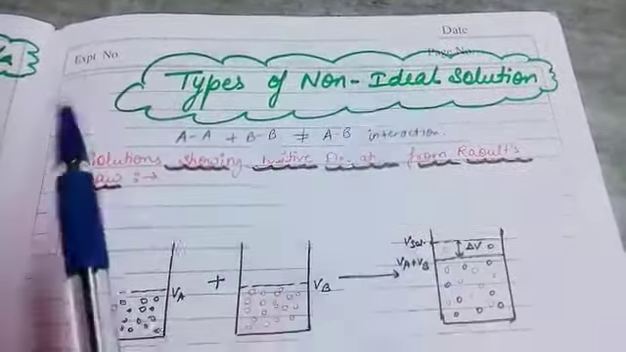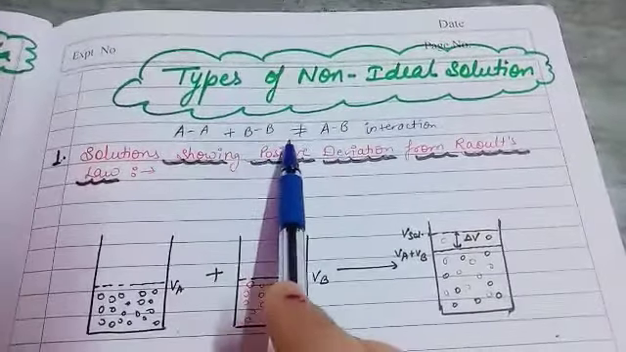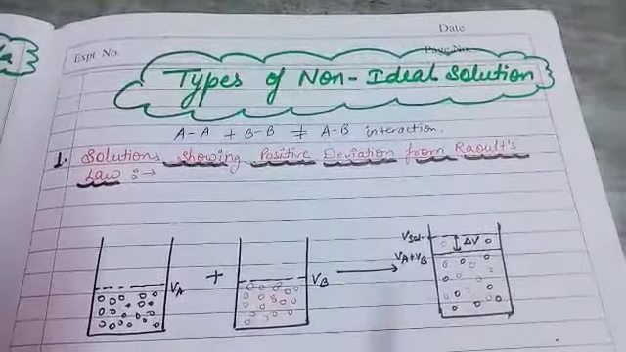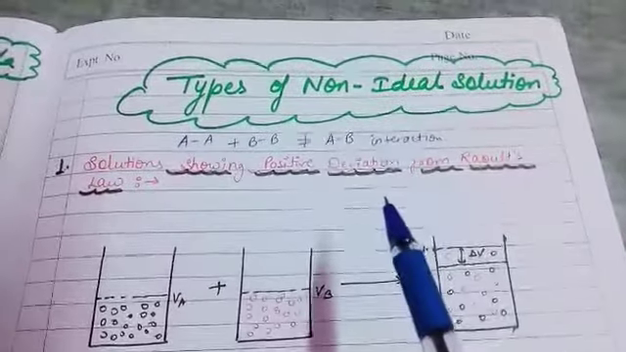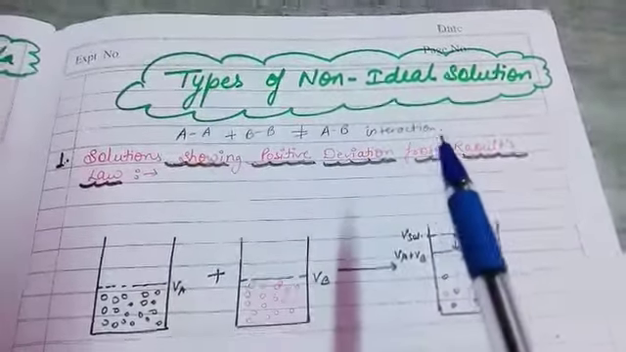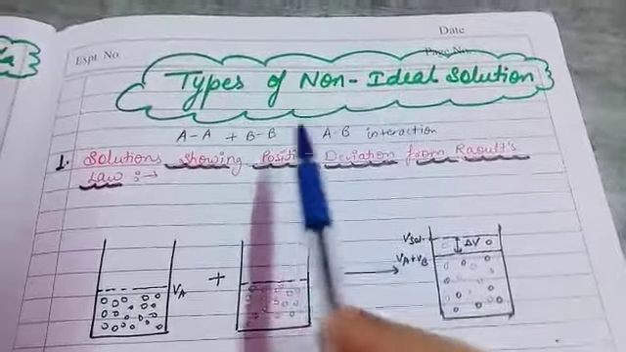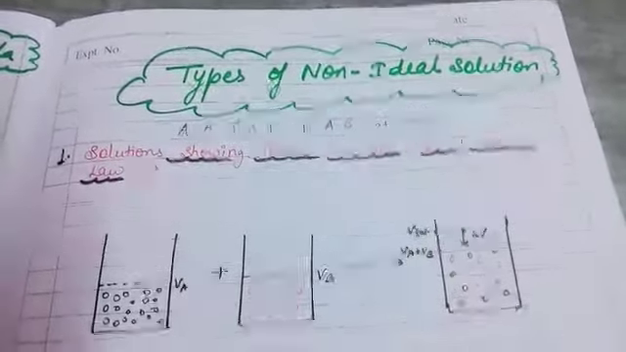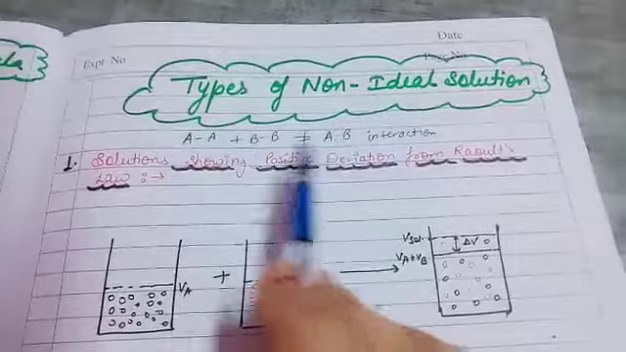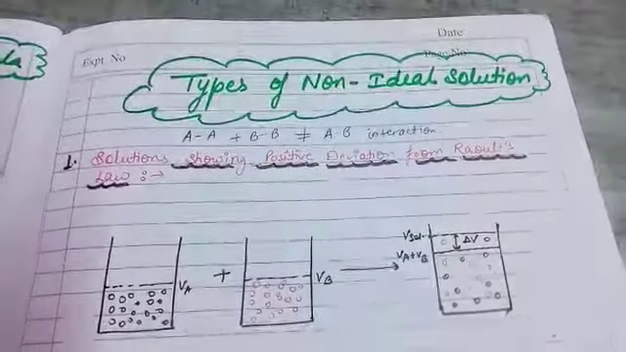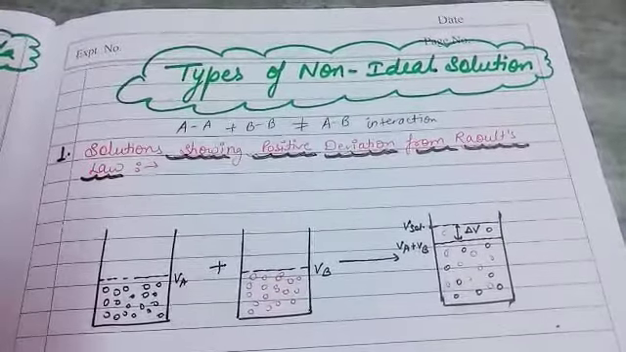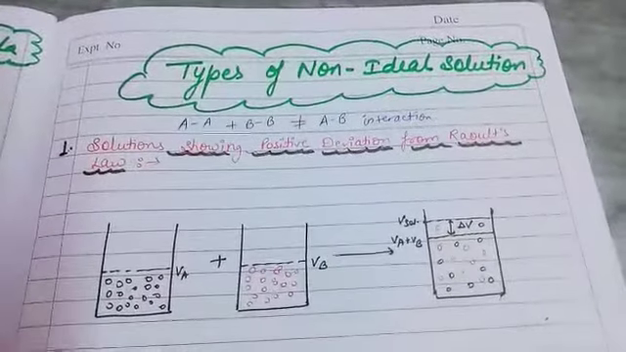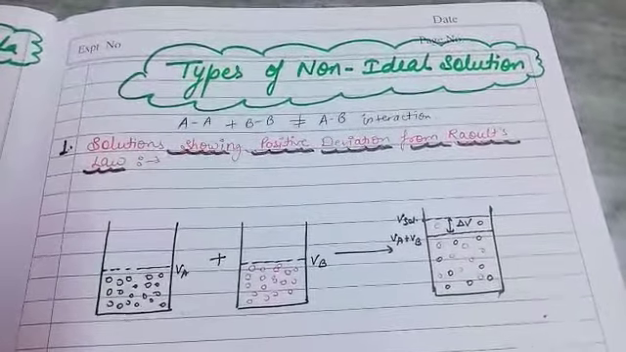In an ideal solution, the AA plus BB interaction is equal to the AB interaction, meaning both are the same, so that type of solution is an ideal solution. But if the interactions are not equal, either less or more, then this type of solution is known as a non-ideal solution. On the basis of these interactions, a non-ideal solution shows two types of deviation. That's why we have two types of non-ideal solution.